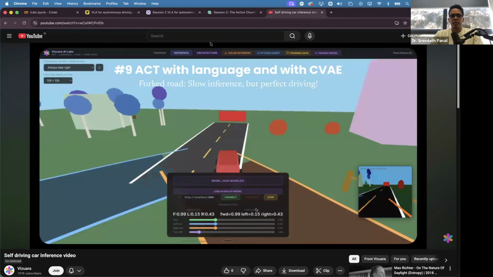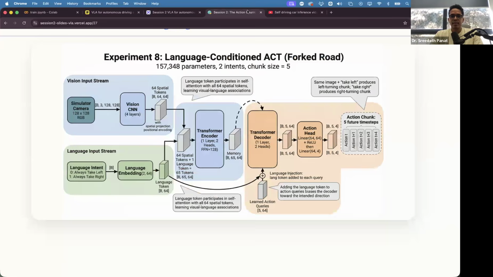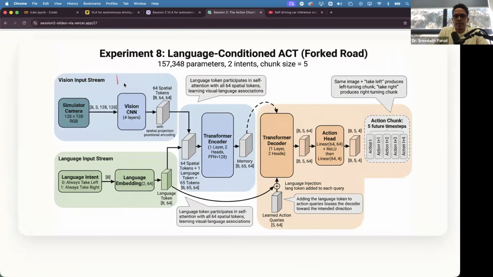Now, the last thing, which is not last thing, second last thing: this is ACT, conditioned on language, but without the conditional variational autoencoder. Please don't get intimidated by seeing the diagram. It's very simple. Okay. So part number one. Part one is already done: vision passed through CNN layers.